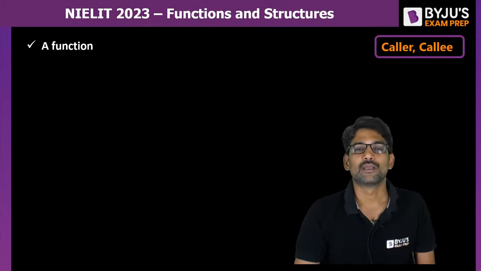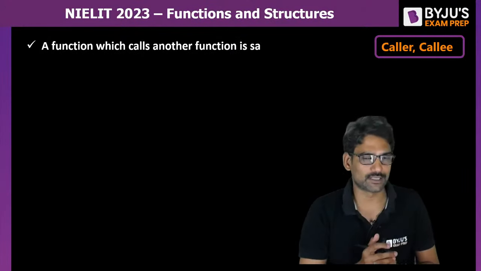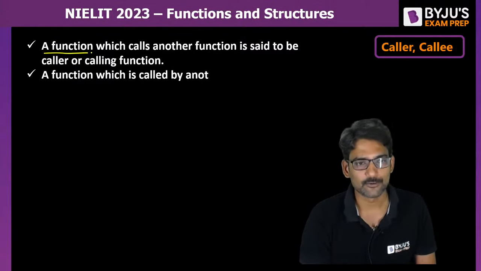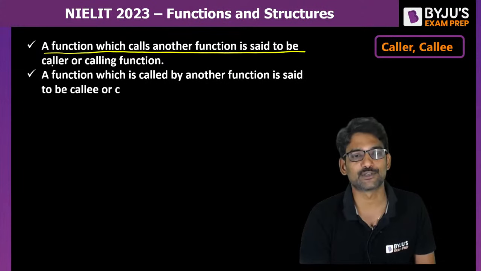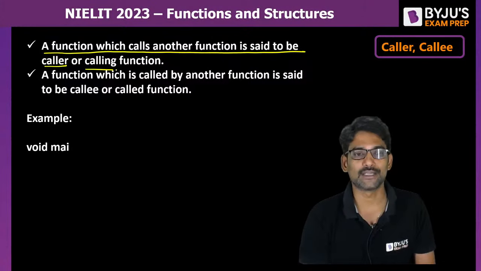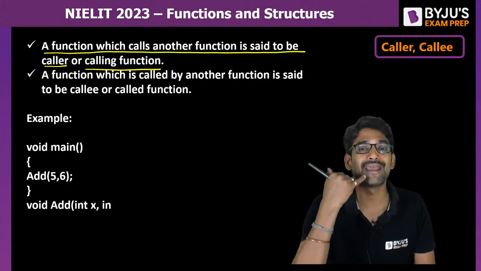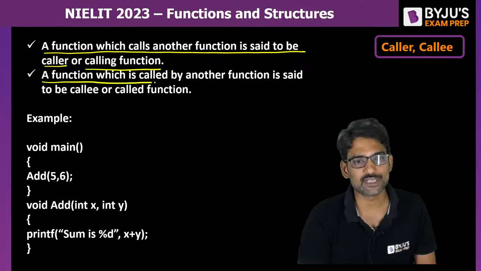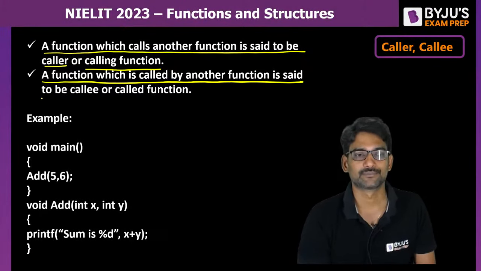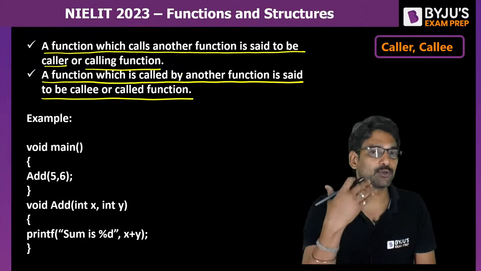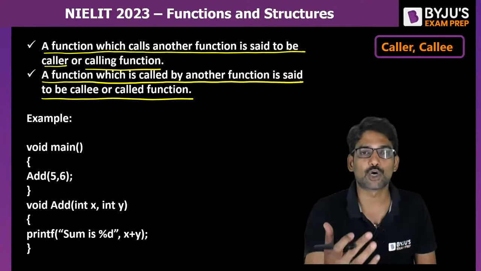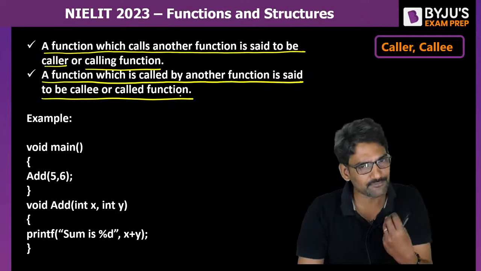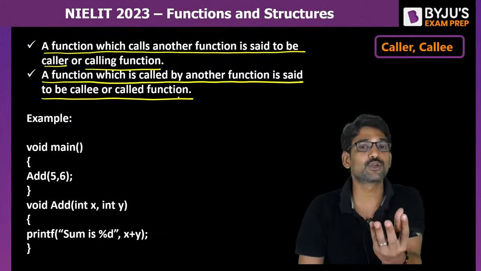Now, in this context we use two terms: caller and callee. What are caller and callee? A function which calls another function is said to be the caller or calling function. Means a function that makes a call to another function is the caller, and the function which is called by another function is the callee. If suppose I am calling you, I am the caller, you are the callee. So if you want to avail any function's services, you should call that function.